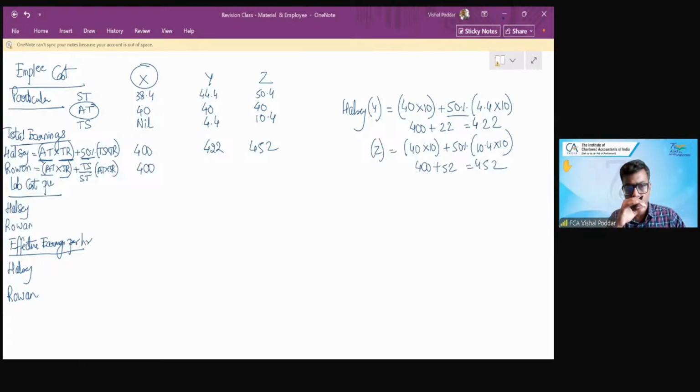I'll say 422, 504. Tejashri, why are you getting 504? I didn't get 504, but I'm getting 452. Let me correct myself also if I'm wrong. 10.4 is the time saved, if I'm right. Yes, 10.4 is my time saved into 10, which is 104. Half of 104 is 52. So 452. How am I getting 504, Tejashri? I think you have not taken 50%.